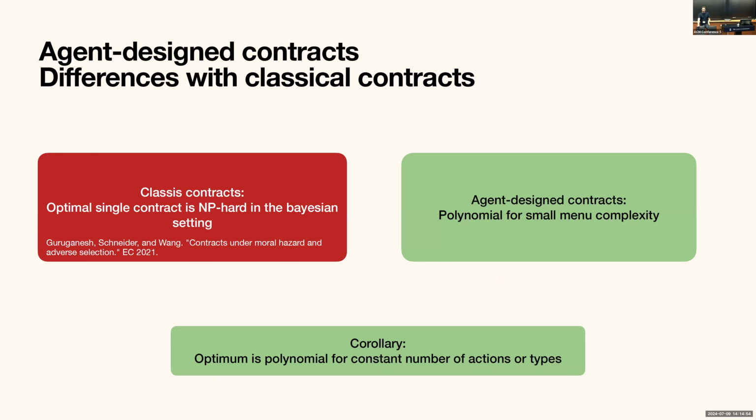This is a crucial difference with the classic contract design, in which computing the optimal single contract in the Bayesian setting is NP-hard. While here, if we ask for small menu complexity, we have polynomial time algorithms. And as a simple corollary, also if we have a small number of actions or types, we know that the optimal menu is of small size, and so we have polynomial time algorithms for solving this problem.